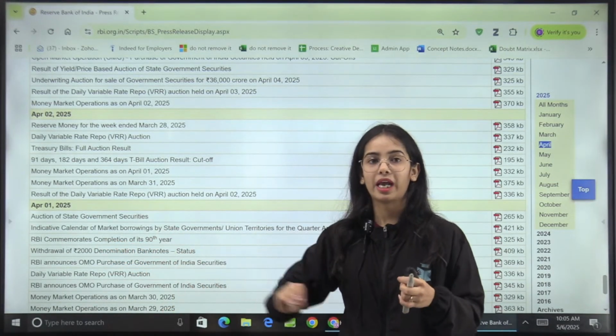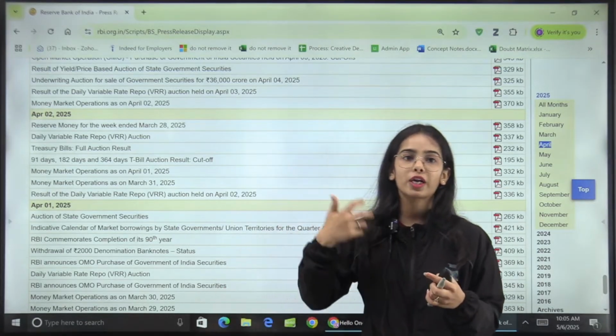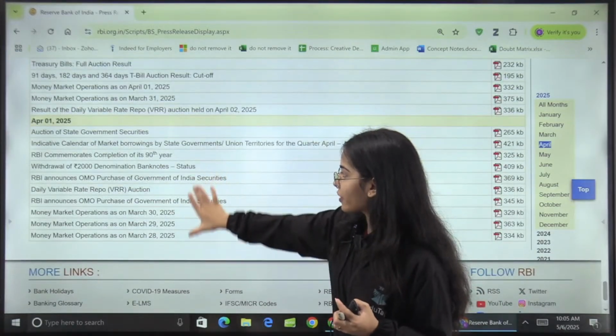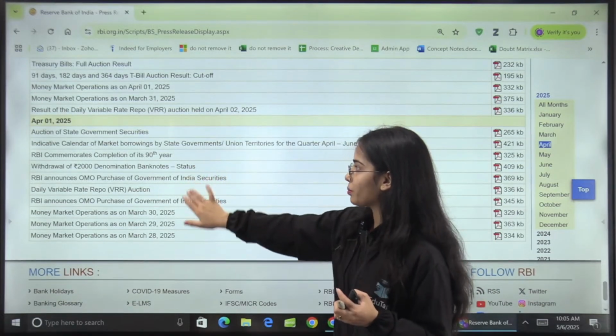So this you can cover. Okay, RBI has completed the 90th year. So RBI is celebrating it. If there is any point, you can see it. Okay, other than that, you can see just 5-6 RBI press releases, not important.